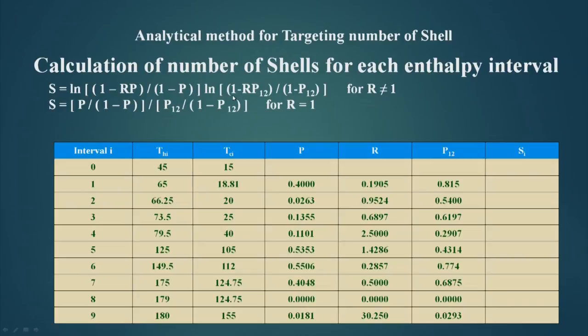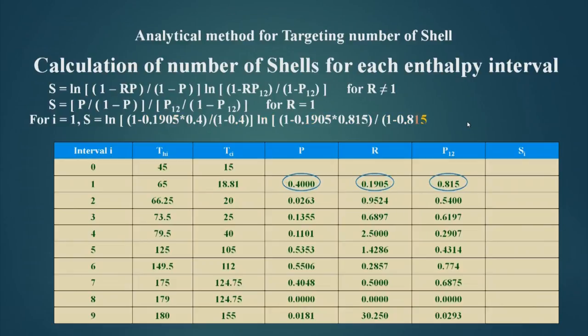So, we will use this formula, which gives us the method to calculate the value of s when r is not equal to 1. When s is calculated for an interval, this will be called s I. So, for I equal to 1, we can use these three quantities to compute the s I value.